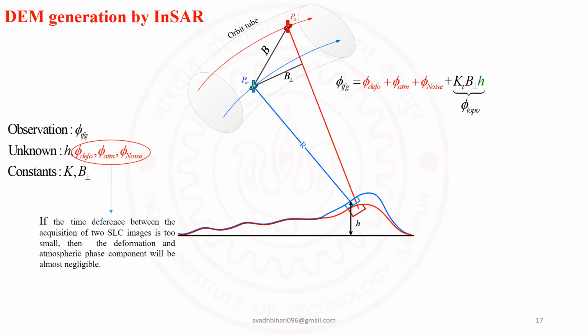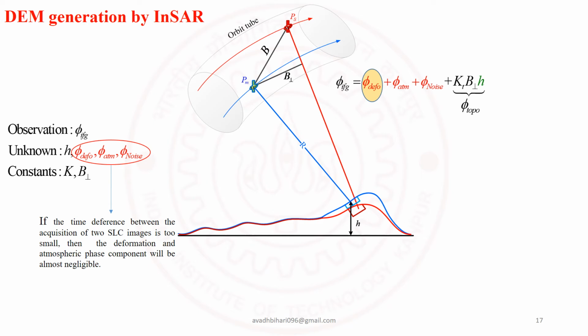So if the time difference between acquisitions is very small, let's say we assume the images are acquired at the same time or with a very short time gap, then the deformation will be zero, because deformation is a slow process except in the case of earthquake and volcano.